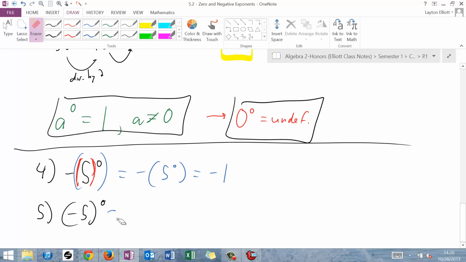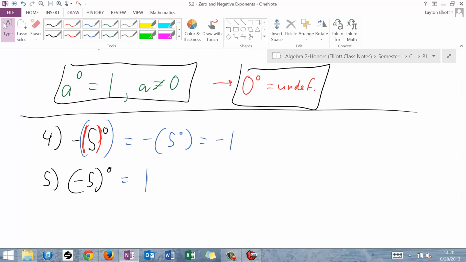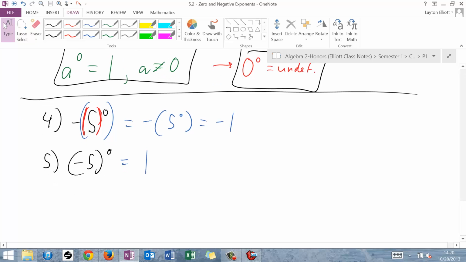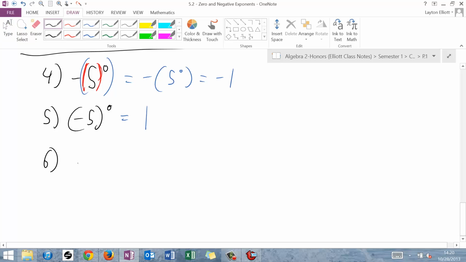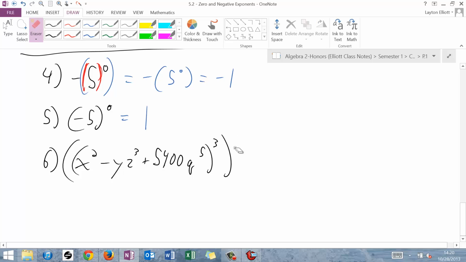But in this one, I have the entire thing raised to the 0 power, so this whole thing is equal to 1. Really nothing I can do to simplify that or to show that. It's just that when you have a base raised to a 0 power, that's equal to 1. Sometimes in Algebra 1 I do these fun things where I put something like x squared minus yz cubed plus 5400 q to the 5th, and then I'd say that quantity cubed, and then I take that and I raise it to the 0 power.